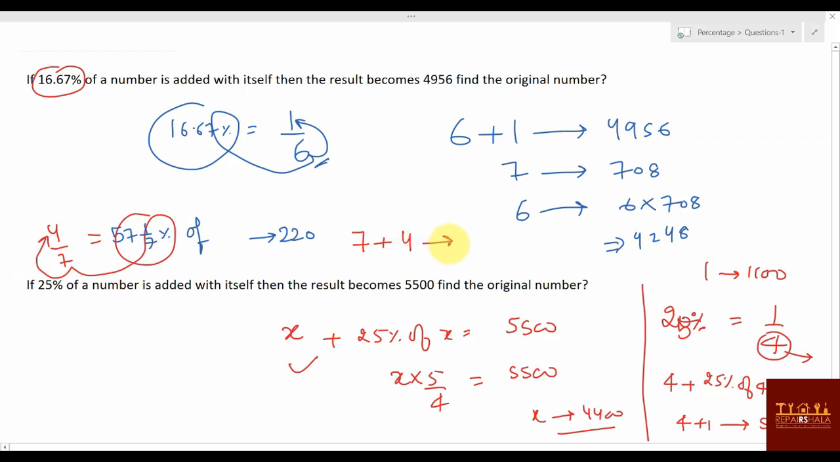So that is actually what? 220. So 11 is 220. So one value is 20. What do you need actually? 7, right? 7 is the original number. So you can say 7 value is 140. That is how you can get the answers. Clear? Any doubt? If you have any doubt, please let me know. Okay. Now we can go for next question.